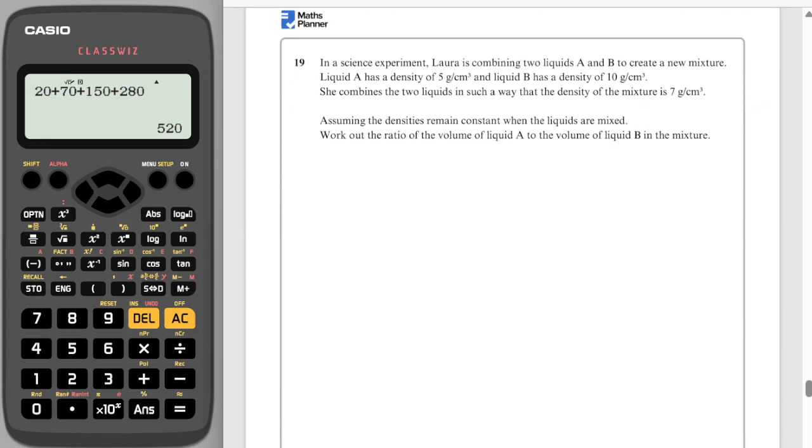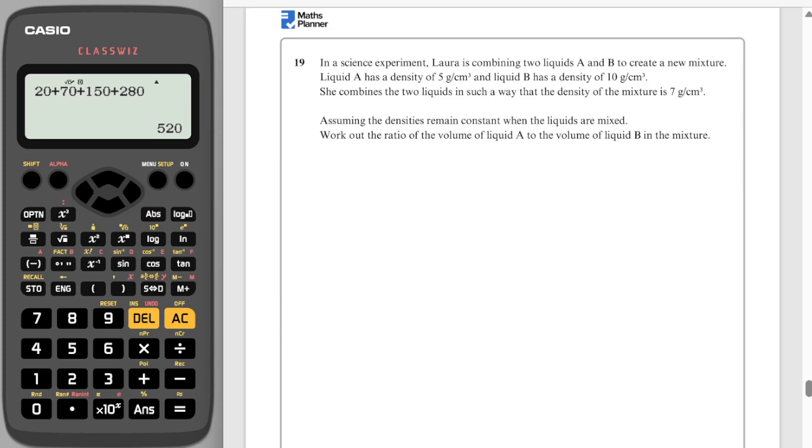Question 19. In a science experiment, Laura is combining 2 liquids A and B to create a new mixture. Liquid A has a density of 5 grams per centimetre cubed. Liquid B has a density of 10 grams per centimetre cubed. She combines the 2 liquids in such a way that the density of the mixture is 7 grams per centimetre cubed. Assuming the densities remain constant when the liquids are mixed, work out the ratio of the volume of liquid A to the volume of liquid B in the mixture.